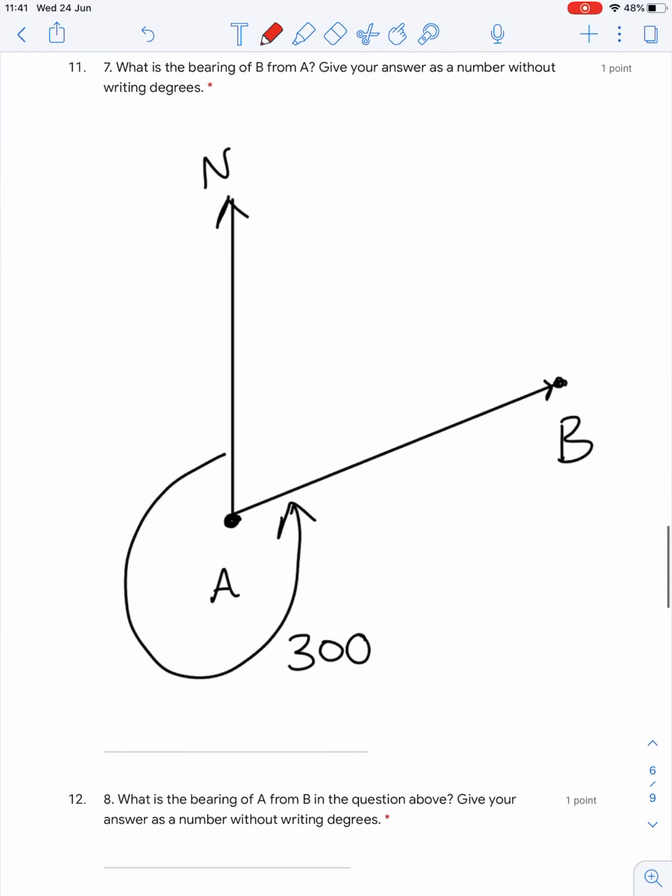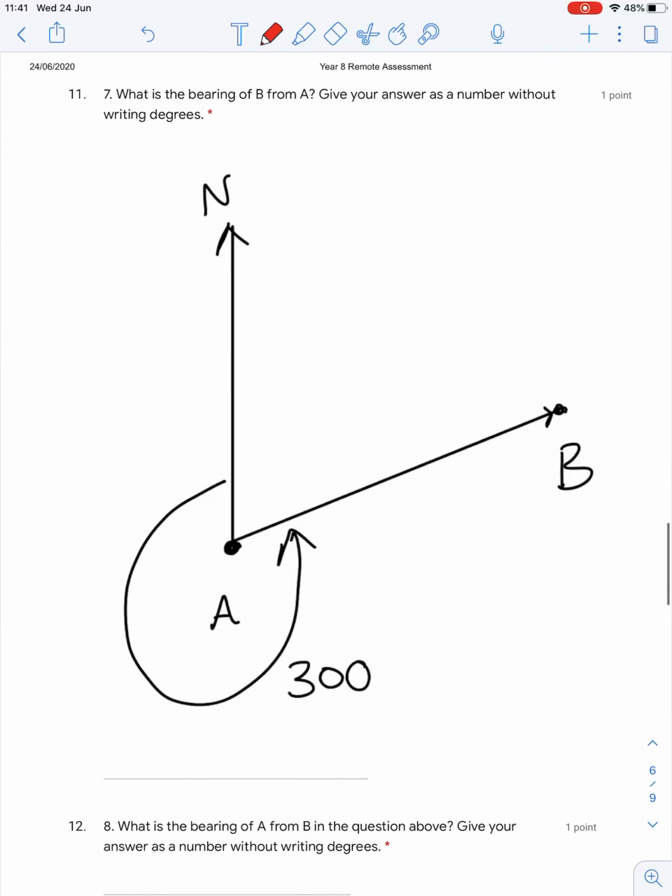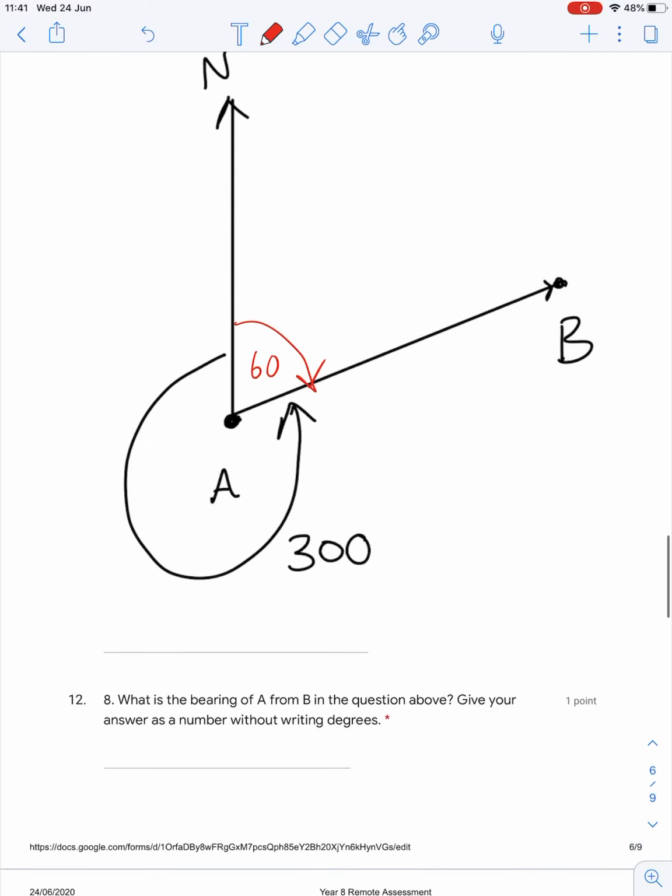This one, the bearings question. What is the bearing of B from A? Well, it's this angle round here, and that's 60 degrees, but bearings are always given as a 3-digit number. So if you wrote 60, you wouldn't have got it right. It must be 060.